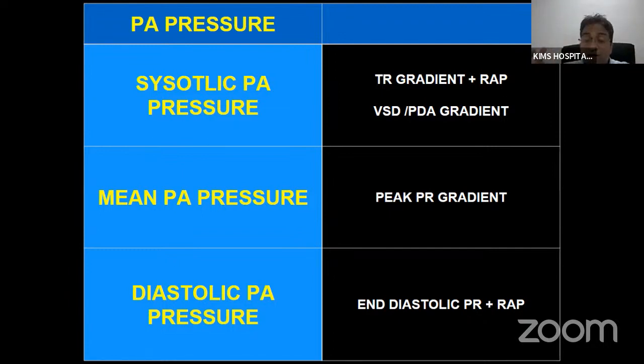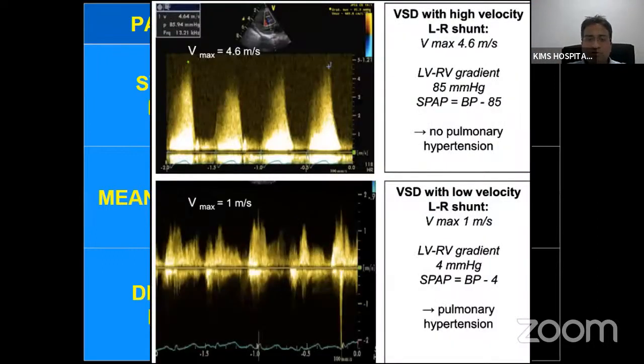In the same way with a PDA, if you take the PDA gradient directly as 10, that means there is a 10 gradient between PA and aorta. So if your systolic pressure is 80, then your PA pressure will automatically become 70. That's how you are able to get it in the presence of a shunt. Okay, so these are the things.